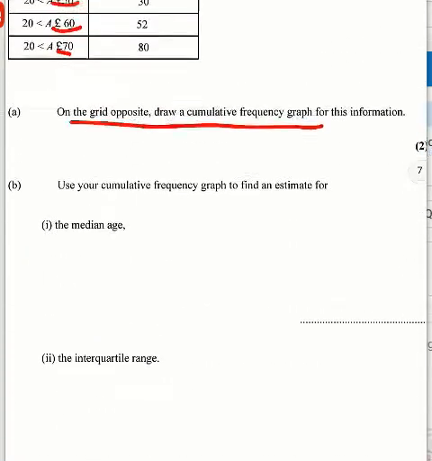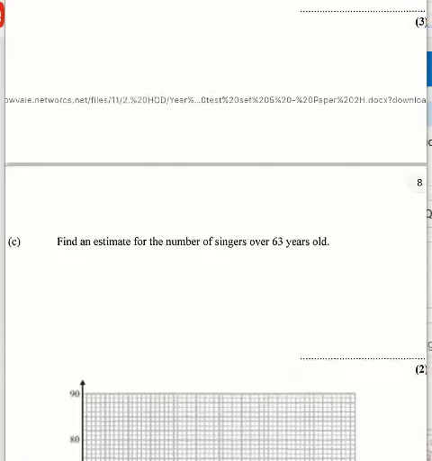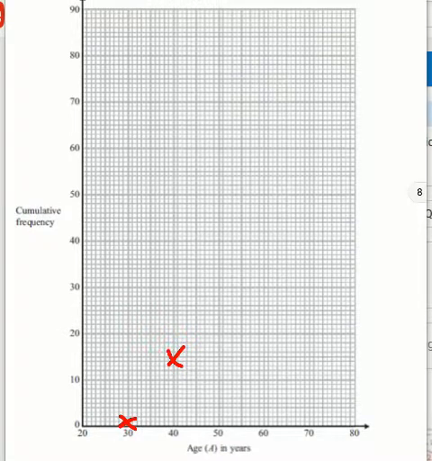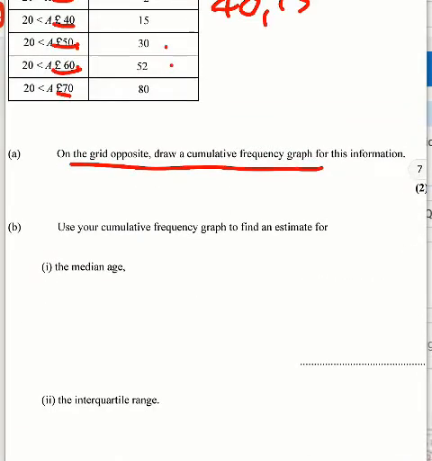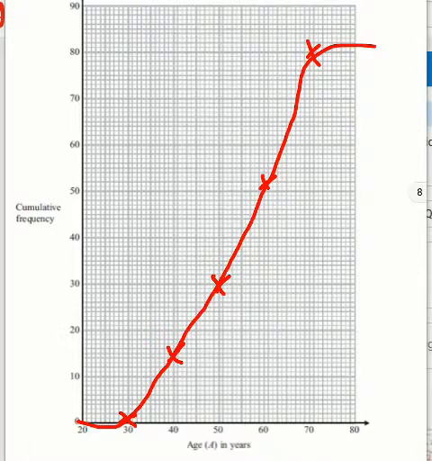And then the next two will be 50, 30 and 60, 52. So 50, 30 will be here, and 60, 52 is going to be there. And our final one is 70, 80. So 70, 80 will be around there. And you're going to join these as best you can with a smooth S-curve, and that should end at 80 because you've got no more data above 80, and that will get you your marks.